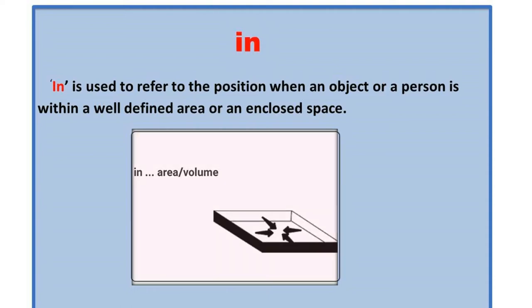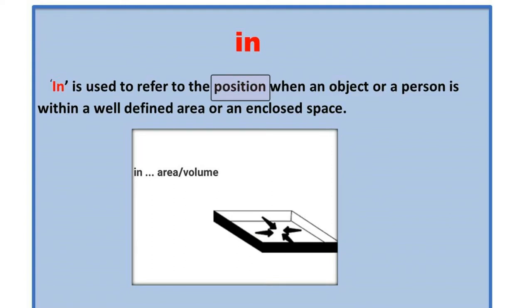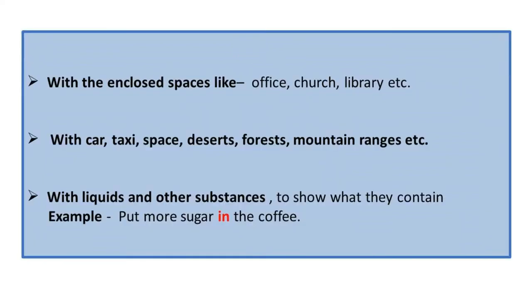Look at the picture. The preposition in is used to refer to the position when an object or a person is within a well-defined area or an enclosed space. Can you tell me what is an enclosed space? Well, an enclosed space is surrounded by walls, objects, or something. For example, we use the preposition in with enclosed spaces.